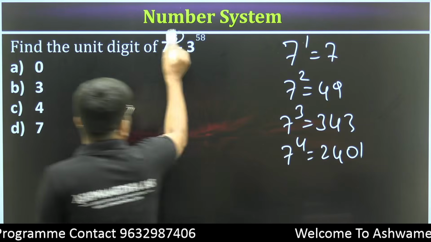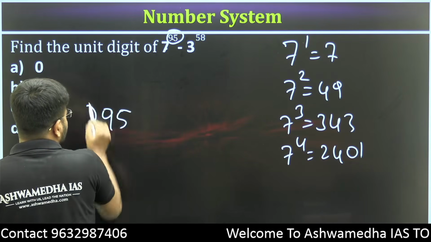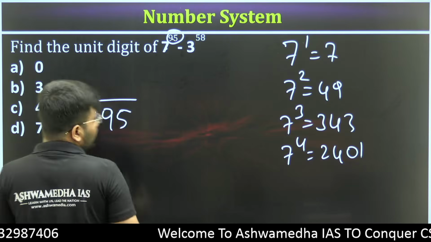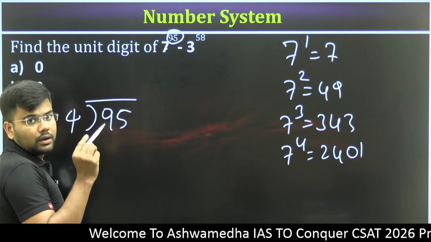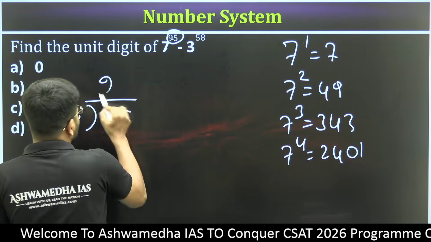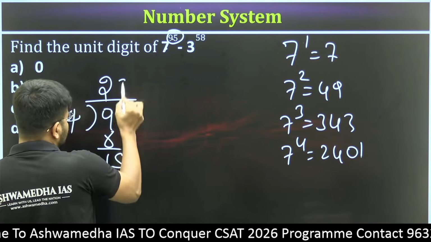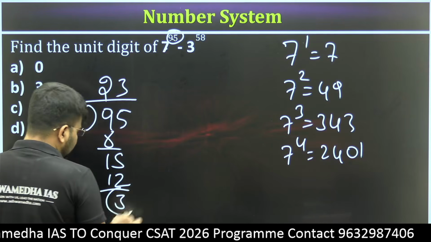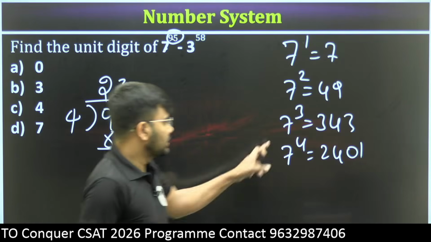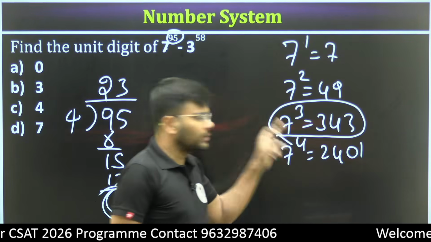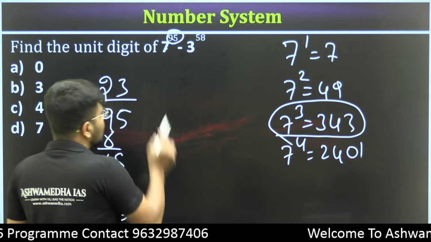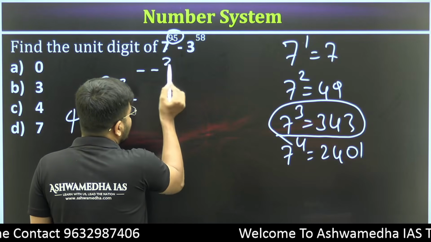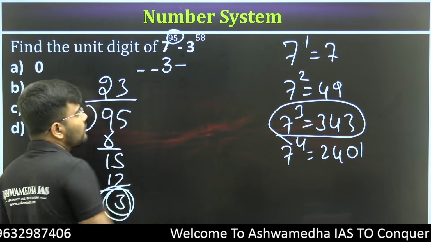Cycle repeats. Take out the power. 95 divided by 4: 4 2s are 8, 4 3s are 12, 4 2s are 8, remainder would be 3. Then the unit digit would be similar to that of 7 to the power of 3. That means here the unit digit would be dash dash dash 3, minus 3 to the power of 58.